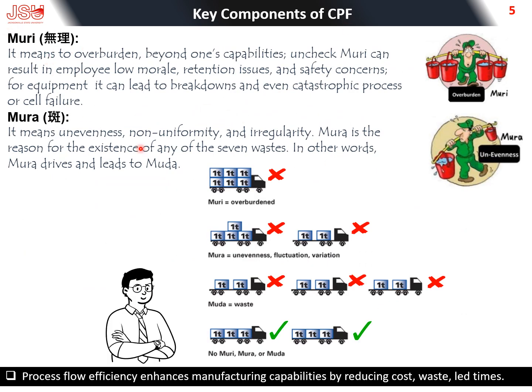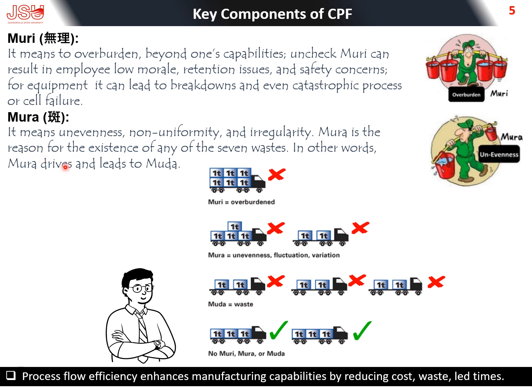MURI. It means to overburden beyond one's capabilities. Unchecked MURI can result in employee low morale, retention issues, and safety concerns. For equipment, it can lead to continuous breakdowns and even catastrophic process or cell failure.